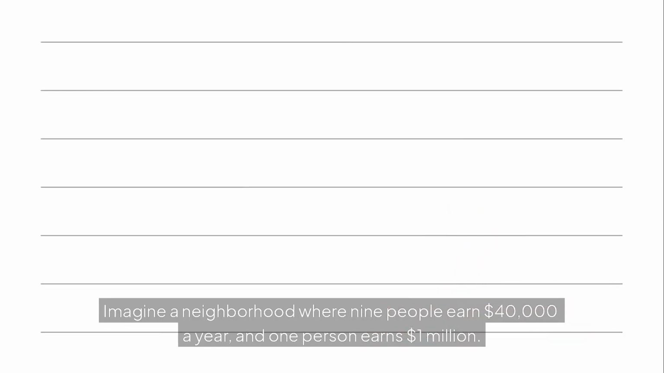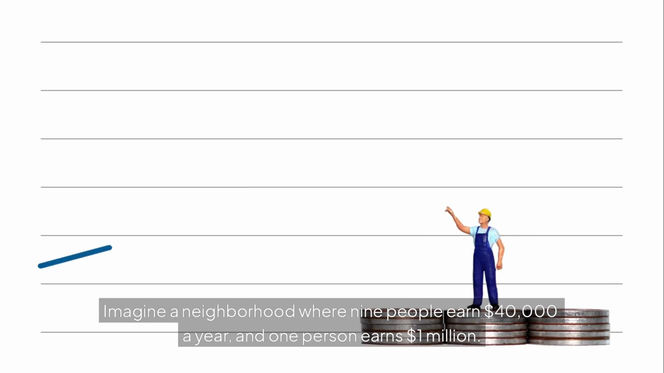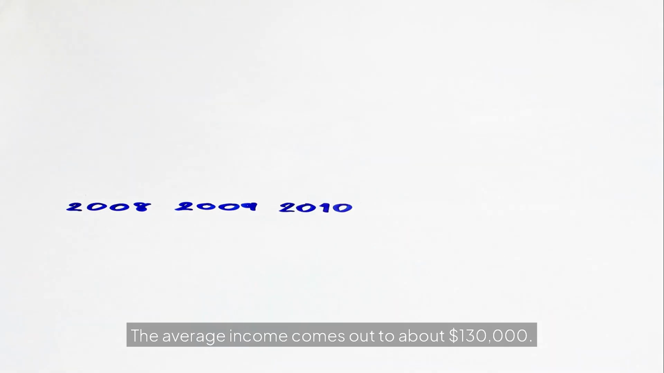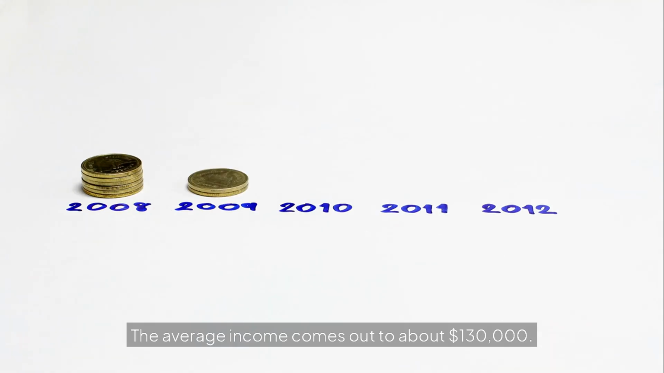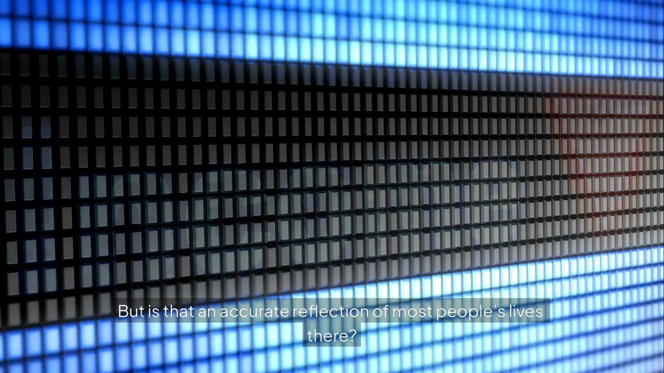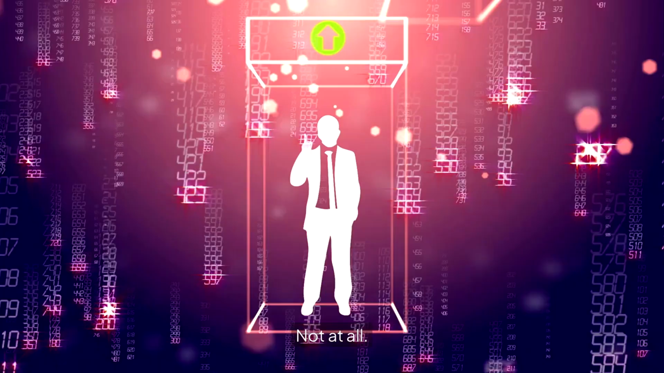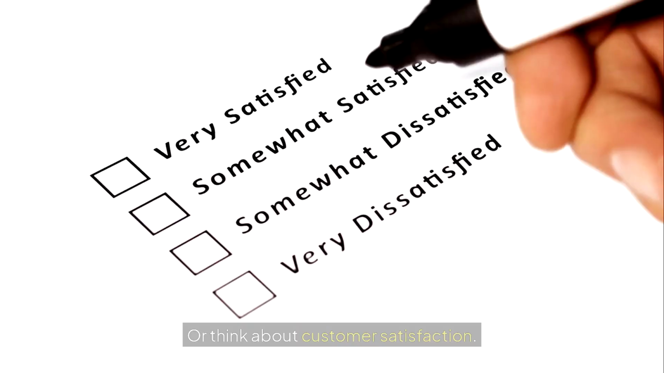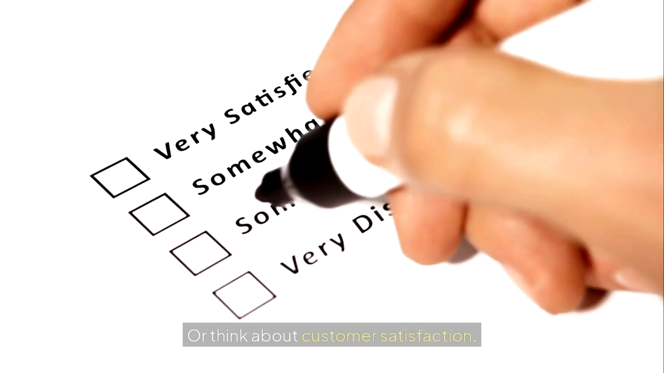Imagine a neighborhood where 9 people earn $40,000 a year, and one person earns $1 million. The average income comes out to about $130,000. But is that an accurate reflection of most people's lives there? Not at all. Or think about customer satisfaction.